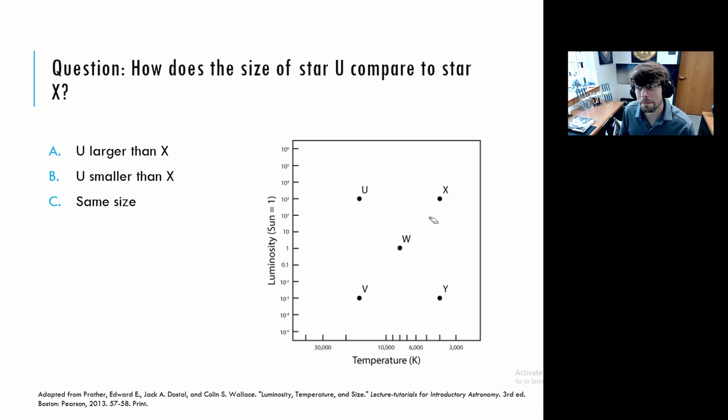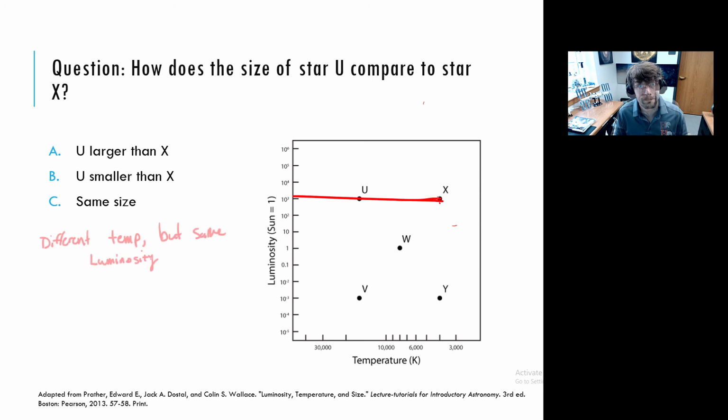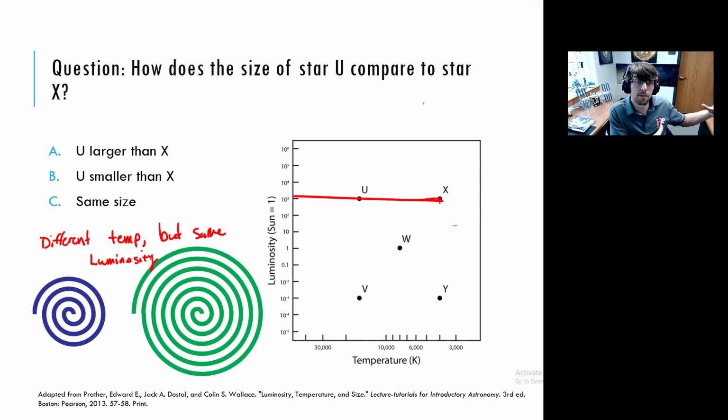Yeah, good. So again, let's have an idea. Notice star U and star X are at different temperatures, but they have the same luminosity. A cold stove burner and a hot stove burner, but they cook the spaghetti at the same rate. Which stove burner has to be physically larger? You got it, right? It has to be the colder one. The one that is colder has to be physically larger in order to cook the spaghetti at the same rate.